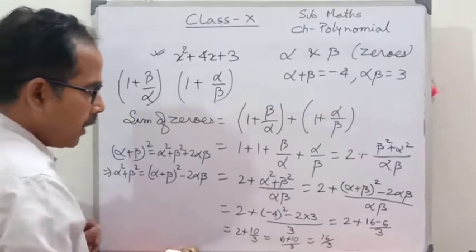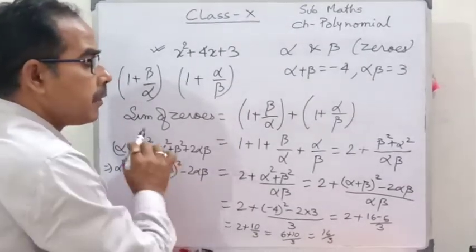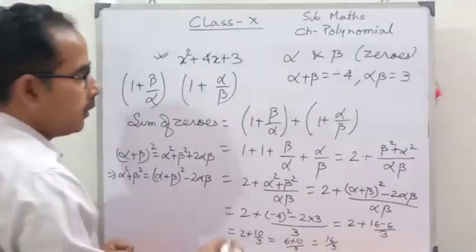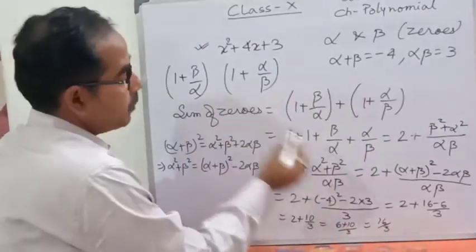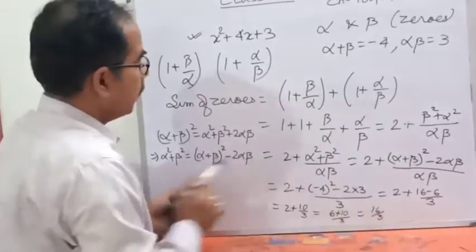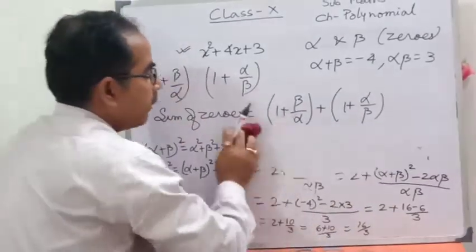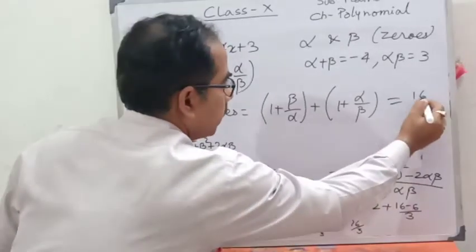Sum of the zeros, what have you got? 16 by 3. Correct? Okay. So sum of the zeros is ultimately 16 by 3. Let us write over here, the things not required I am rubbing here. That is equal to 16 by 3. Okay, fine.